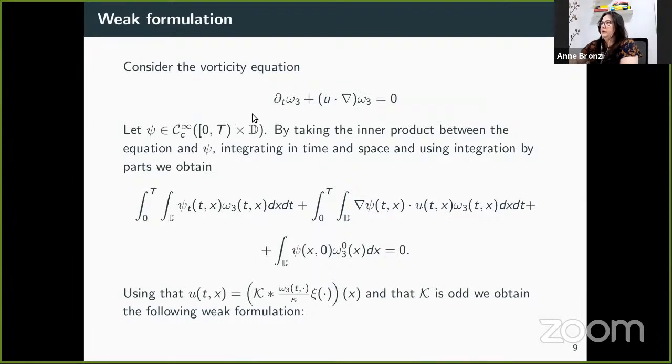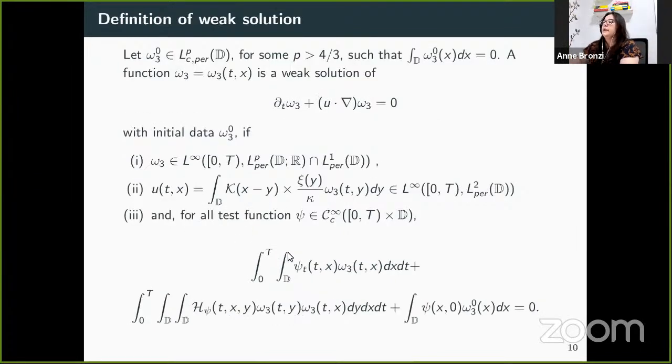This is just the vorticity equation that I already told you about. Let me give the weak formulation. The idea is to work with the vorticity equation. To obtain the weak formulation, we multiply by the test functions, take the derivatives and put them on the test function. Then we obtain this weak formulation, and you need some assumptions of regularity on the functions here. This is very standard.